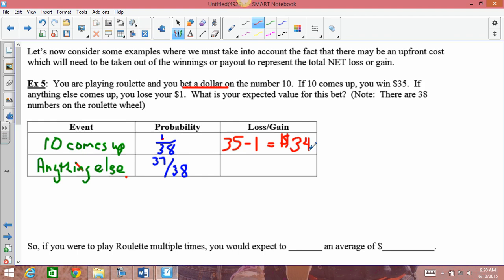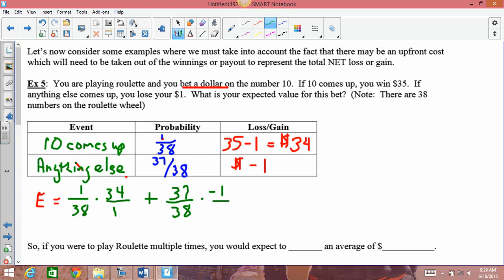If you lose, then you're just out the $1 that you bet up front. Okay? So now let's find our expectation. Our expectation is equal to the probability of the event, so the first, 1 out of 38 times 34, and you can put that like 34 over 1, plus the second probability, 37 out of 38 times its associated gain or loss, so -1. I'm just going to put it over 1.